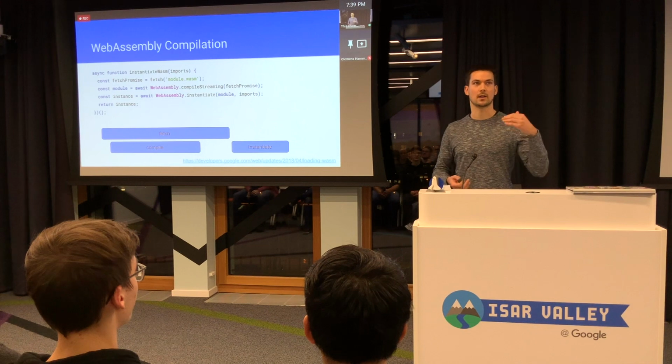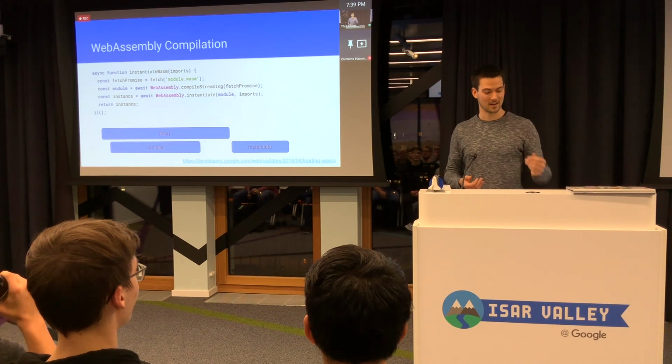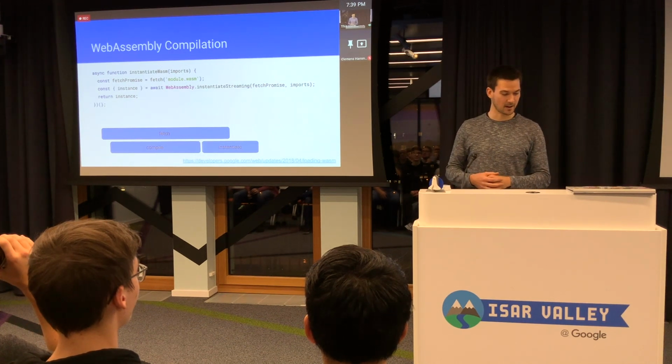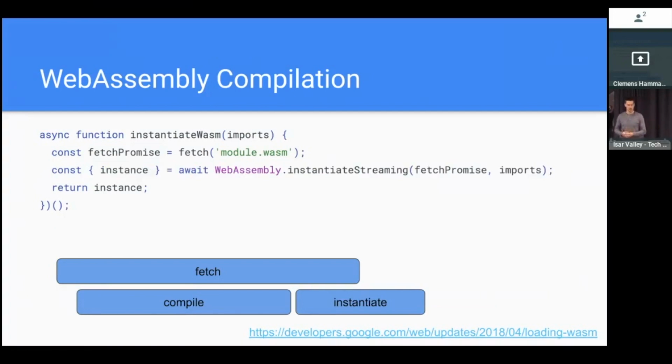Now we can again combine the compile and the instantiate phase, and we save another line. You can also take the promise and feed it immediately to WebAssembly.instantiateStreaming. This way we can theoretically already start instantiating before all the data is there. So that's the high-level perspective from a developer's view.